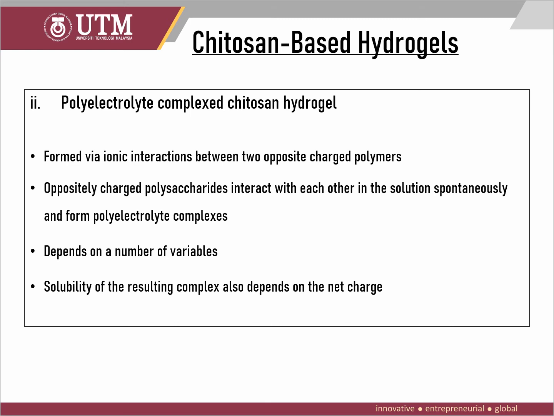Chitosan is positively charged, thereby negatively charged natural polymers like alginate, pectin, carrageenan, and xanthan gum are suitable candidates for such interaction. Formation of this polyelectrolyte complex depends on a number of variables including the charge density of the polymers, mixing ratio, amount of each polymer, etc. Solubility of the resulting complex also depends on the net charge. If the net charge is zero, then the complex will usually be insoluble and precipitates.